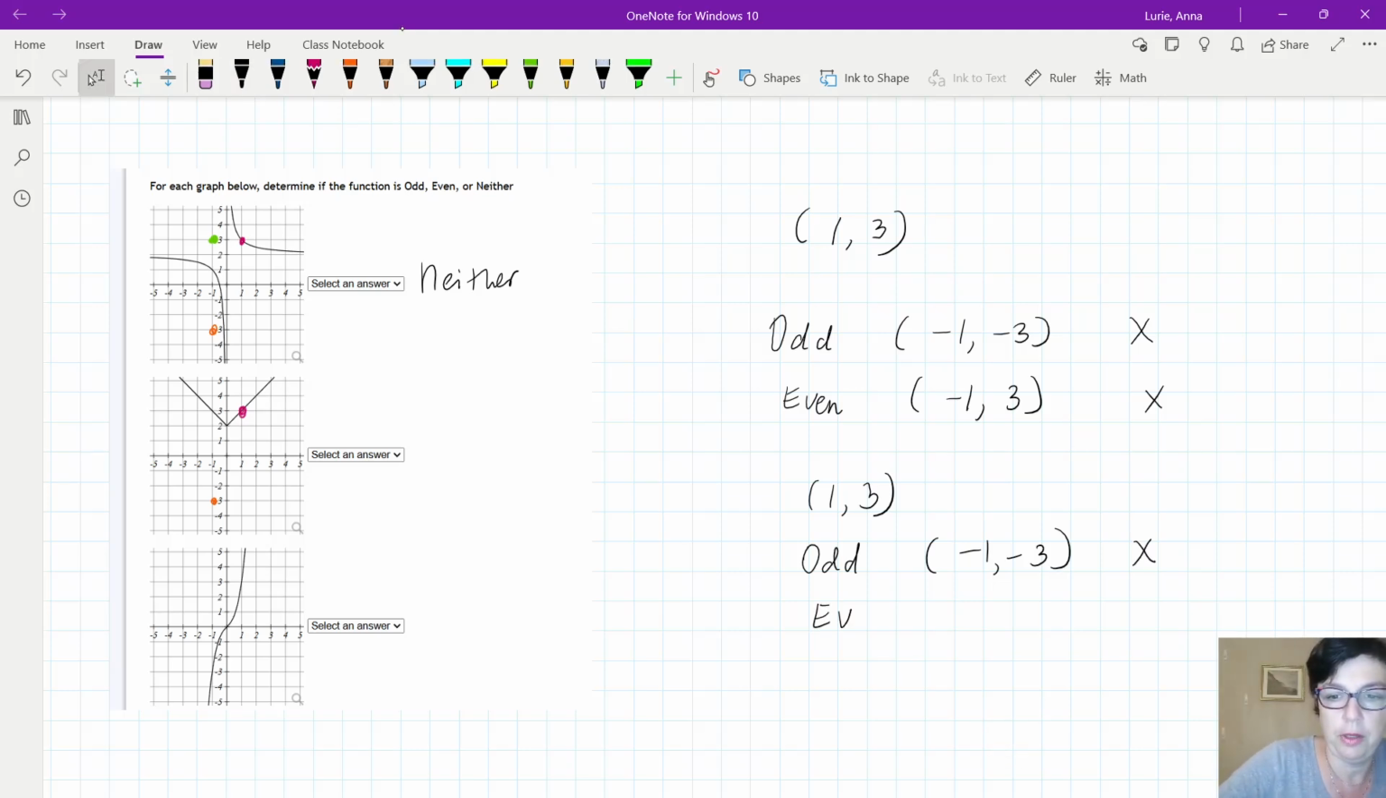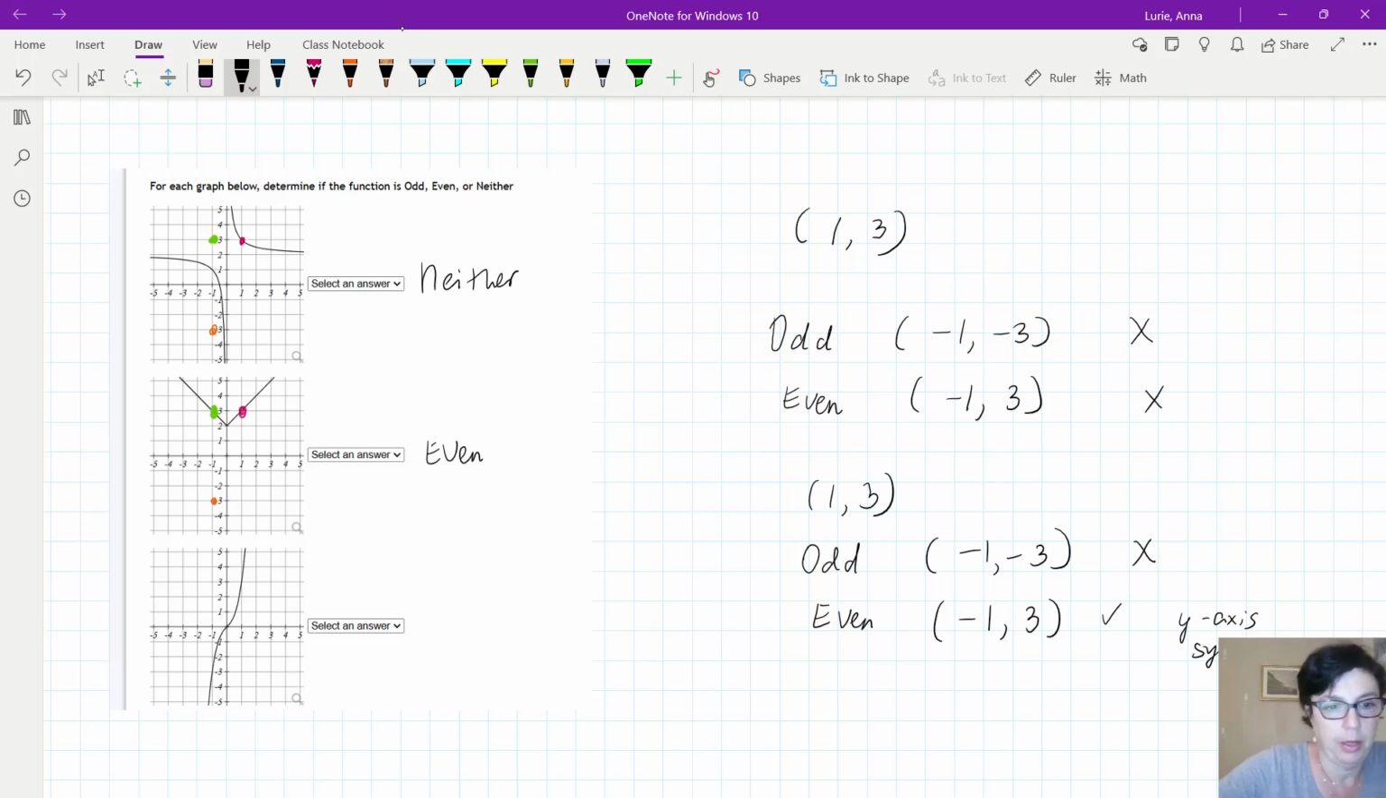Now for even, you want to change the x and keep y the same and see if that's going to be on the graph. Well, -1, 3 is right here. Yep, it's on the graph. So usually what we'll see for even is y-axis symmetry. And it did happen here, except I don't know how to spell symmetry. So this is how to spell that. Okay, so this one is even.